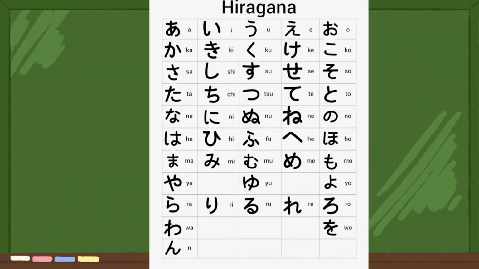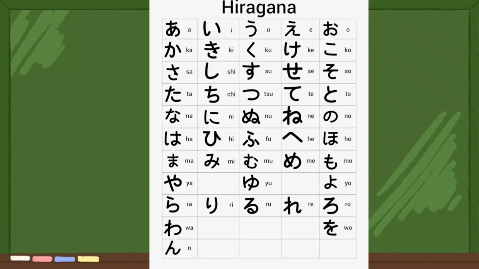On your screen you can see a hiragana chart. Now you need to memorize all these characters. They are very easy: a, i, u, e, o. In English there is A B C D E F G; in Japanese there is a, i, u, e, o. This is basically a fixed pattern. You can see how a is written, how i is written, how u is written, how e and how o are written.